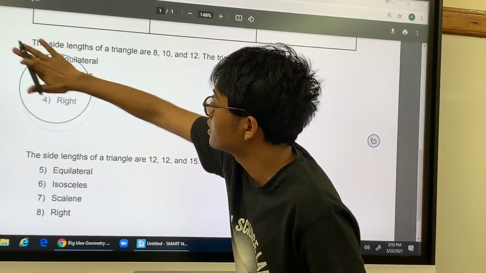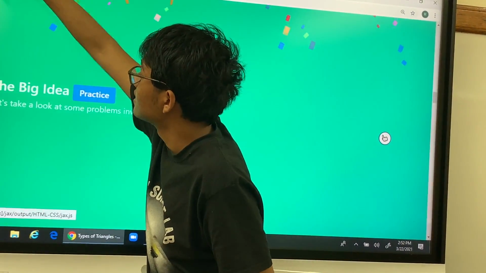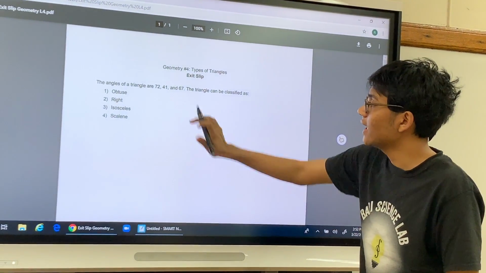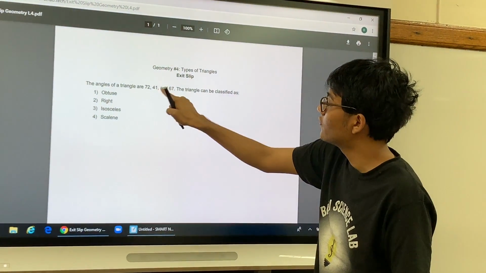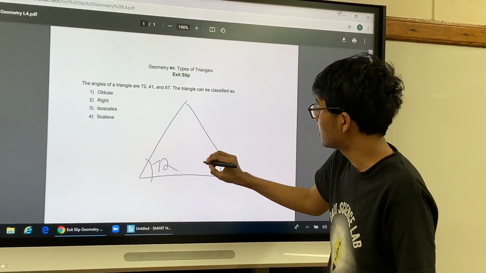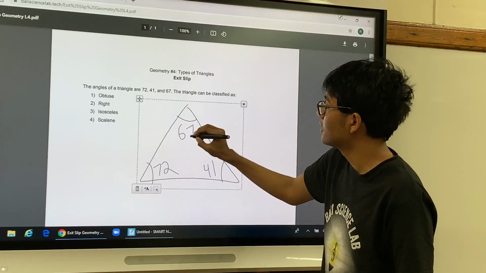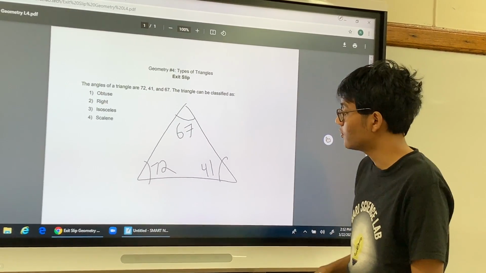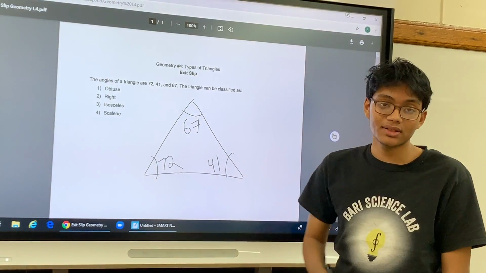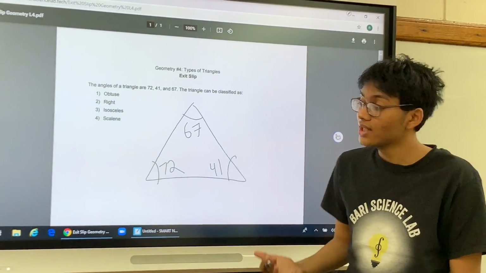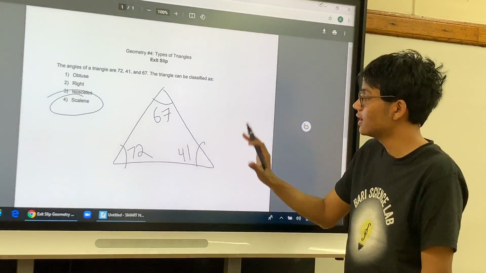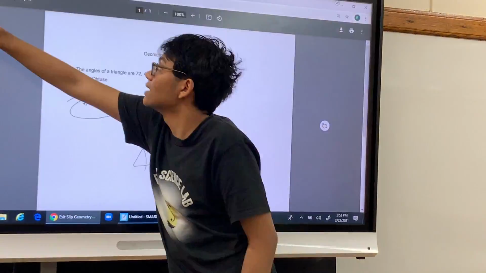Now let's look at the solutions for the homework and exit slip. Okay, let's look at the solution for the exit slip. The angles of a triangle are 72, 41, and 67. The triangle can be classified as, well, notice all 3 of the angles are different. So if the 3 angles are different, the 3 sides are different. So this has to be a scalene triangle. Kind of a tricky question, but that's the answer for the exit slip.